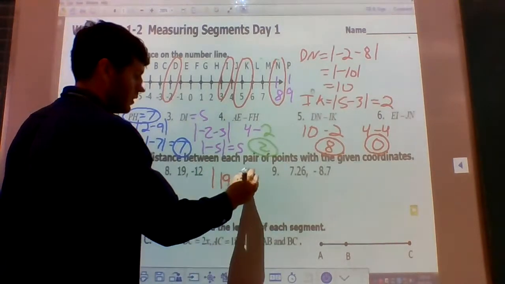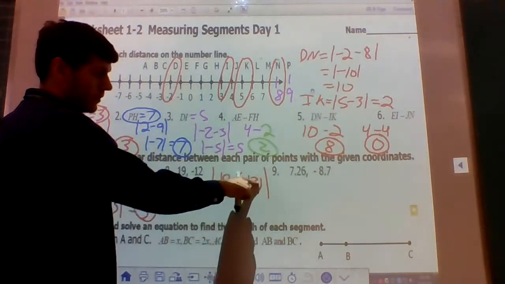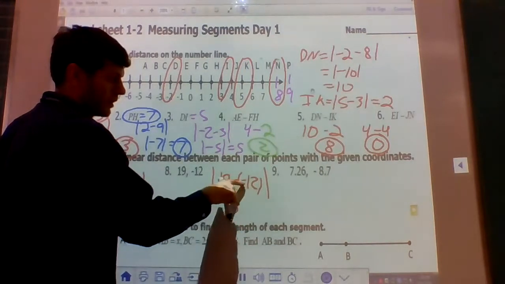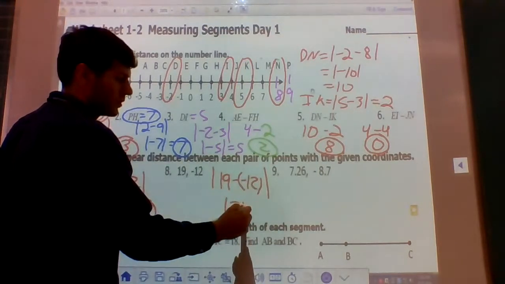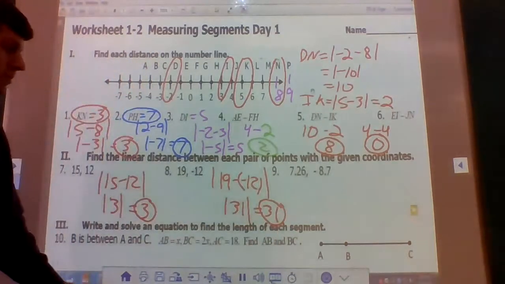Okay, absolute value of 19 minus negative 12. 19 minus negative 12 is going to be 31, right? Two negatives become a positive. 19 plus 12 is 31. Absolute value of 31 is 31.